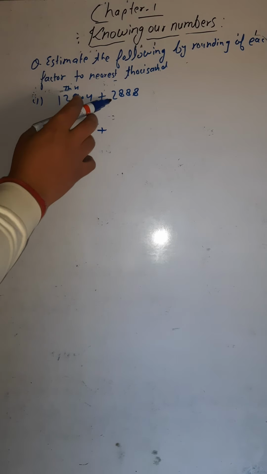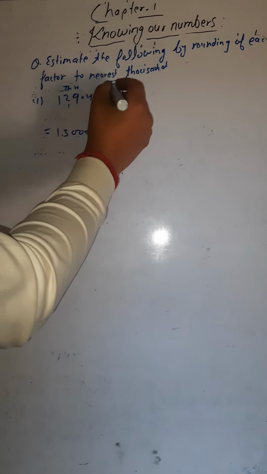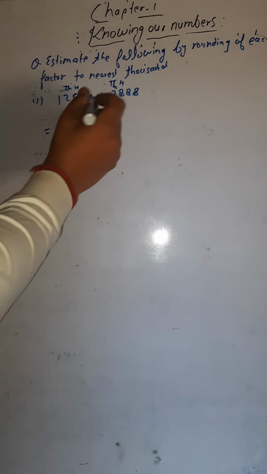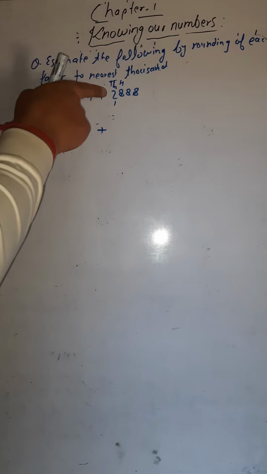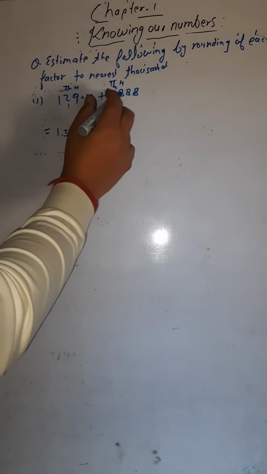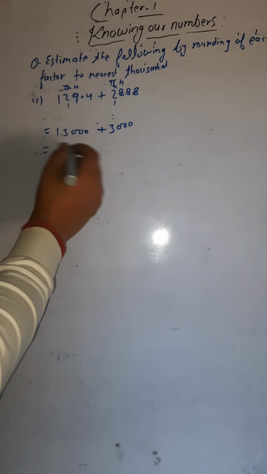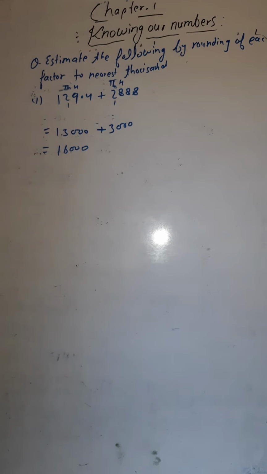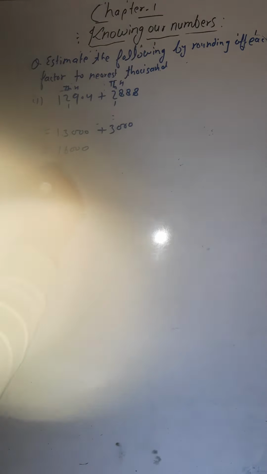Next, you are to find out the nearest thousand of this other number. The number at the thousand place is 2, and you would check the number at the hundreds place. The number is more than 5, so you have to add 1 here. So 2 plus 1 would be equal to 3, and for hundreds, tens and ones, you would write 0, 0, 0. Now just add it. So how much would the answer be? 16,000. So this is how you find the answer, where you round the numbers to the nearest what? Thousand.